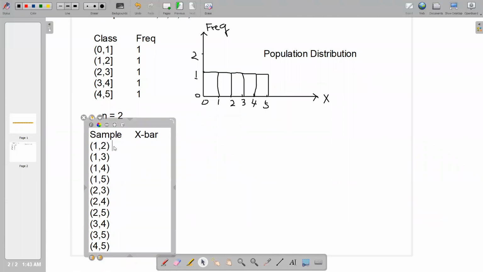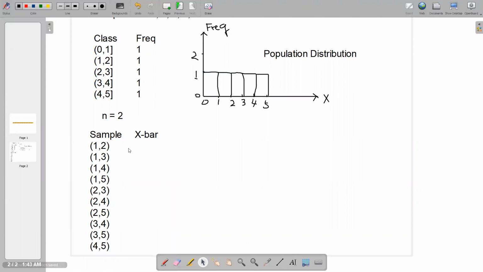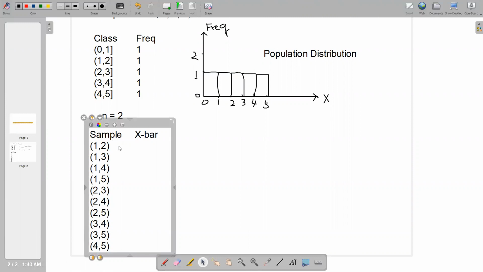Then for each of the samples, we are able to calculate the sample mean x bar. If you have a sample with numbers 1 and 2, the sample mean x bar will be 1.5. If you have 1 and 3 as the sample, the sample mean will be 2. And 1 and 4, the sample mean will be 2.5. 1 and 5, the sample mean will be 3, just taking the average. The sample mean is the average of the sample.